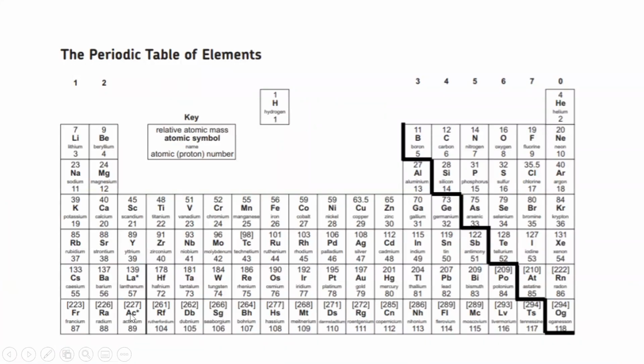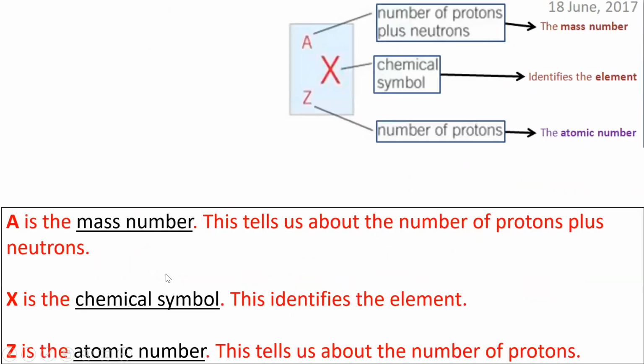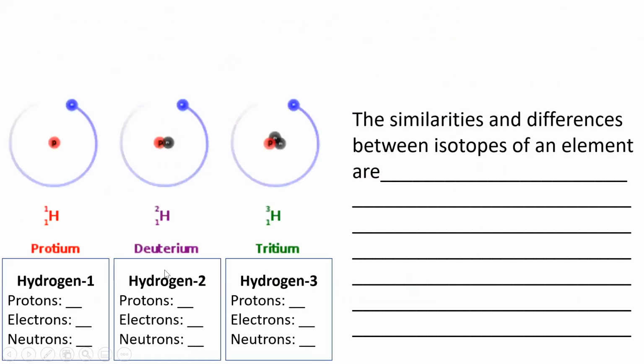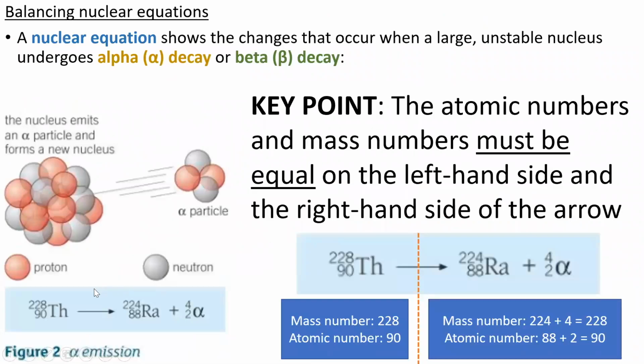Okay, so yeah, thorium. So if it's not on there, we'll be given it. So don't worry if you're not given it at the front of your paper, you'll be given it on the exam paper. Okay, so we've got 90, 228. That's its mass number, and that's its atomic number.